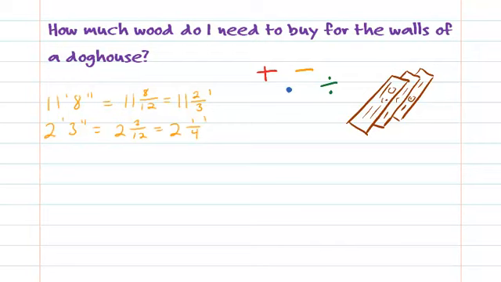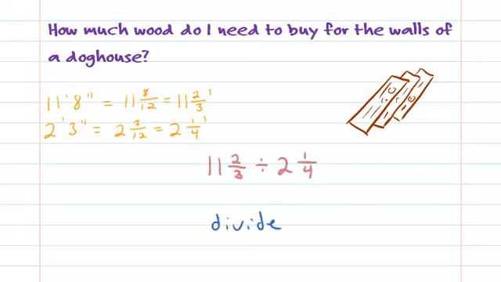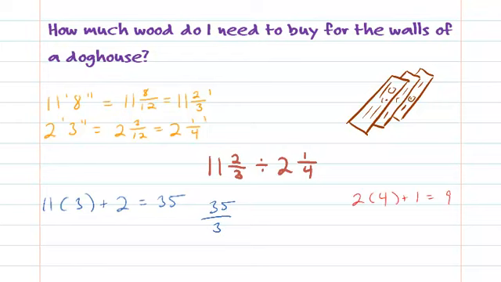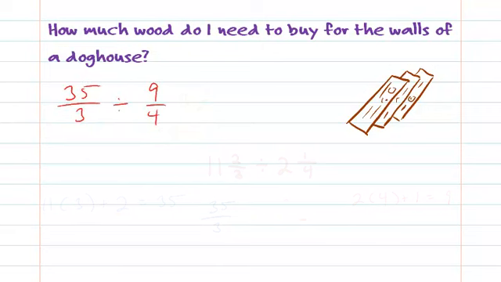Second, we need to determine the operation we will use. Well, since we are taking the boards and dividing them into pieces, we are going to divide. So we get 11 and 2/3 divided by 2 and 1/4. So let's change these to improper fractions. 11 multiplied by 3 plus 2 equals 35, and 2 multiplied by 4 plus 1 equals 9. So we have 35 divided by 3 divided by 9 divided by 4.